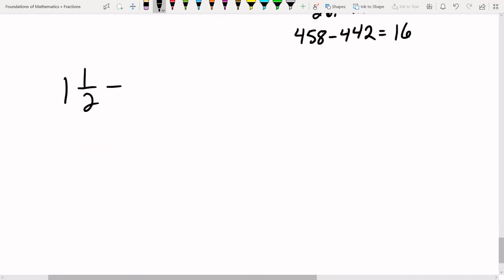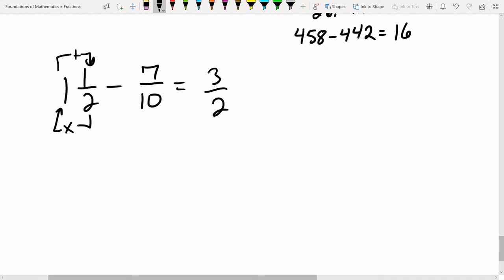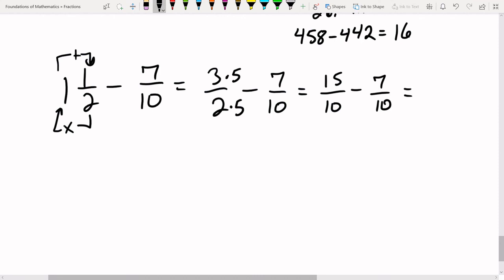1 1/2 minus 7/10. Let's change this to an improper fraction. Gives us 3/2 minus 7/10. And what's the least common denominator of 2 and 10? It's going to be 10. 2 times 5 is 10. 3 times 5 is 15. 2 times 5 is 10. Minus 7/10. 15 minus 7 is 8. This can be reduced by 2 to get 4/5 as the final answer there.